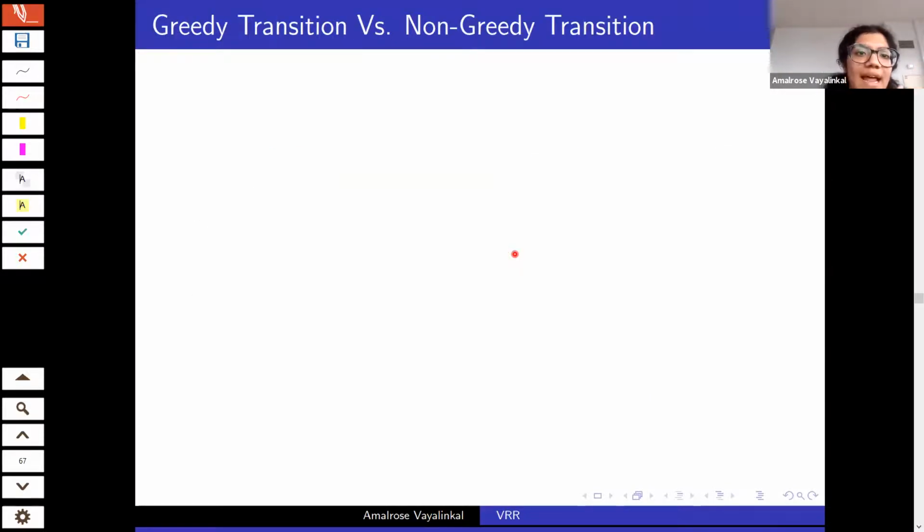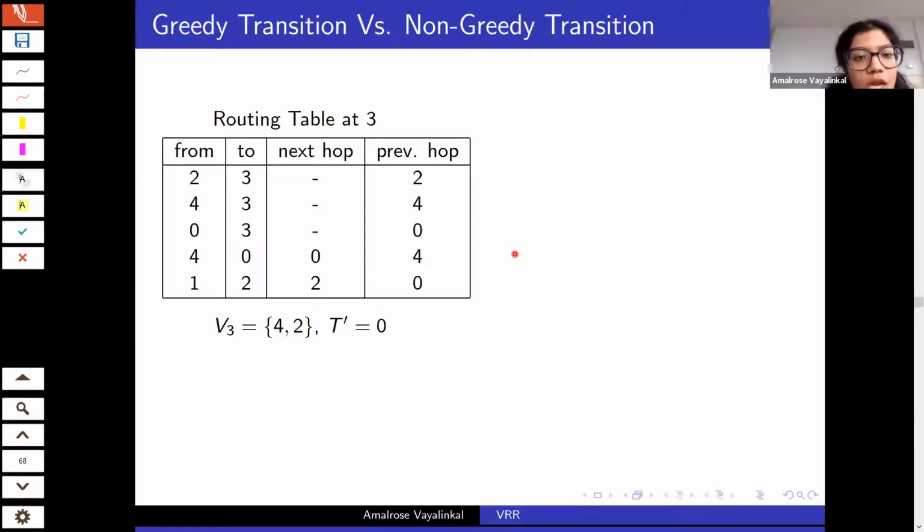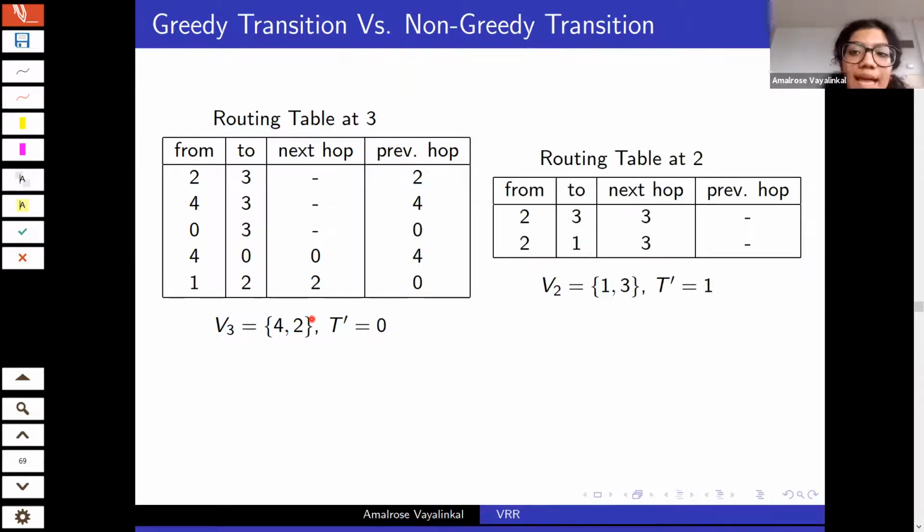And so let's think about what actually happened here. At 3, we checked the routing table at 3, and the virtual neighbors of 3 are 4 and 2, but we set the intermediate target T prime to be 0, which is actually not one of the virtual neighbors. But in contrast, at 2, N2 only contains 3 and 1. And by whatever comparison of virtual neighbors, we would have still set the intermediate target to be 1, even if we had considered the entire routing table, because the routing table at 2 is so small and it only contains the virtual neighbors.